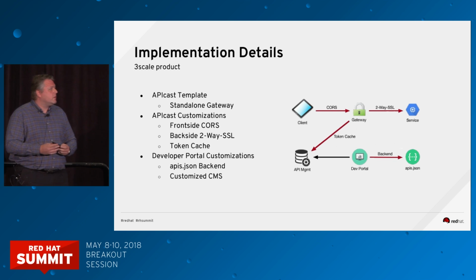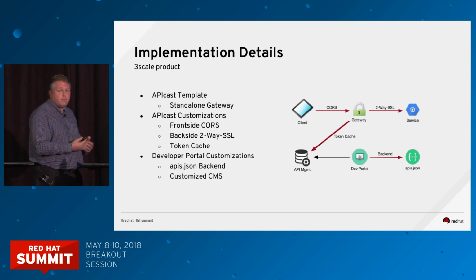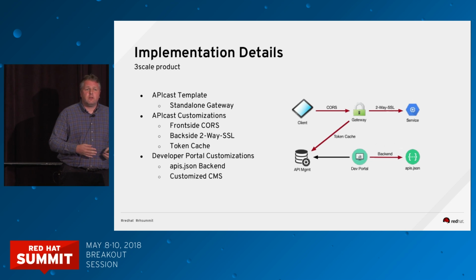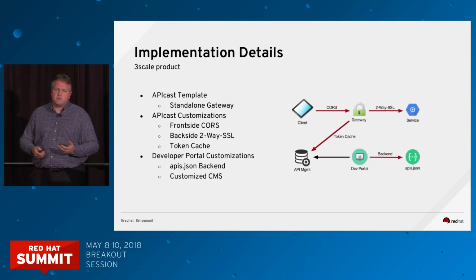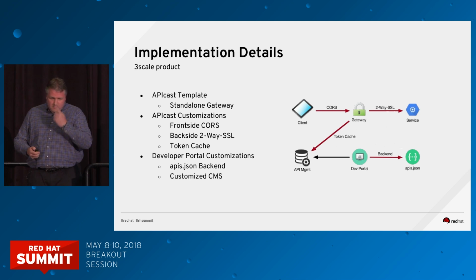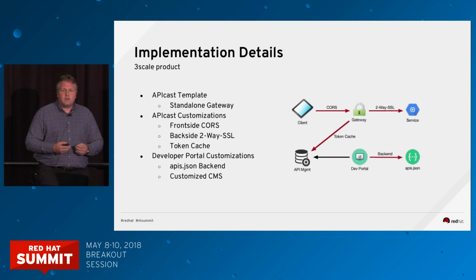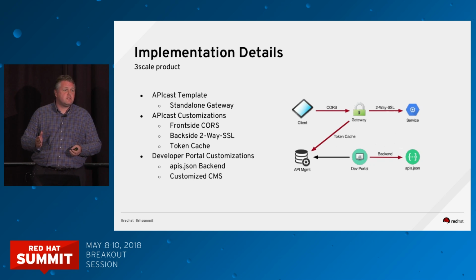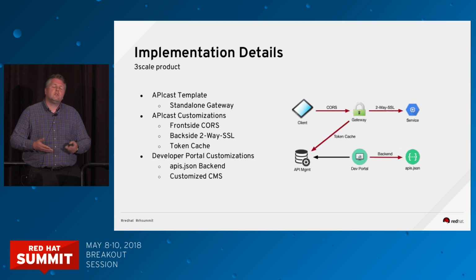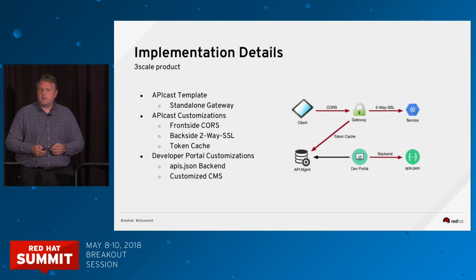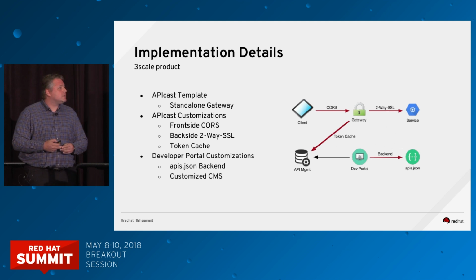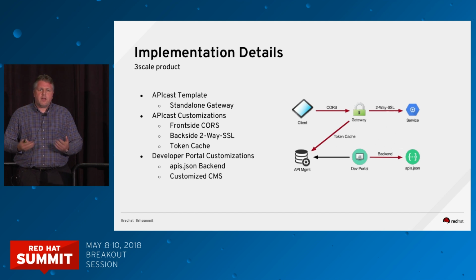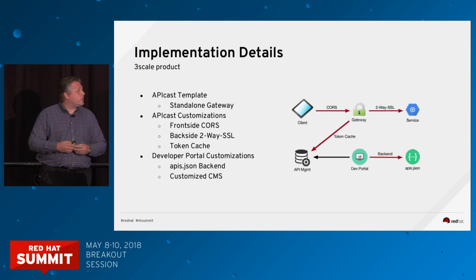Second thing is two-way SSL, mutual authentication for the backend. It has to be possible to make sure that a backend is only reachable from a gateway. For this, we needed two-way SSL, also a customization. And the last one, token cache. The Threescale gateway relies heavily on the management component. It's a synchronized communication, and therefore, if the management component, for some reason, is down, no gateway will work anymore. For this, we also implemented a customization with a token cache. So if the management component is down, we buy ourselves some time to bring it back, and the gateways are still working.